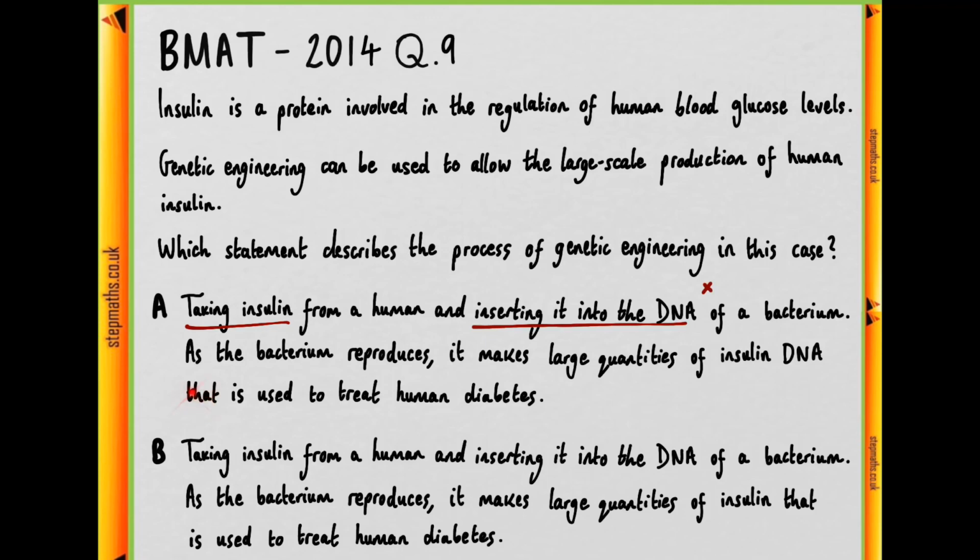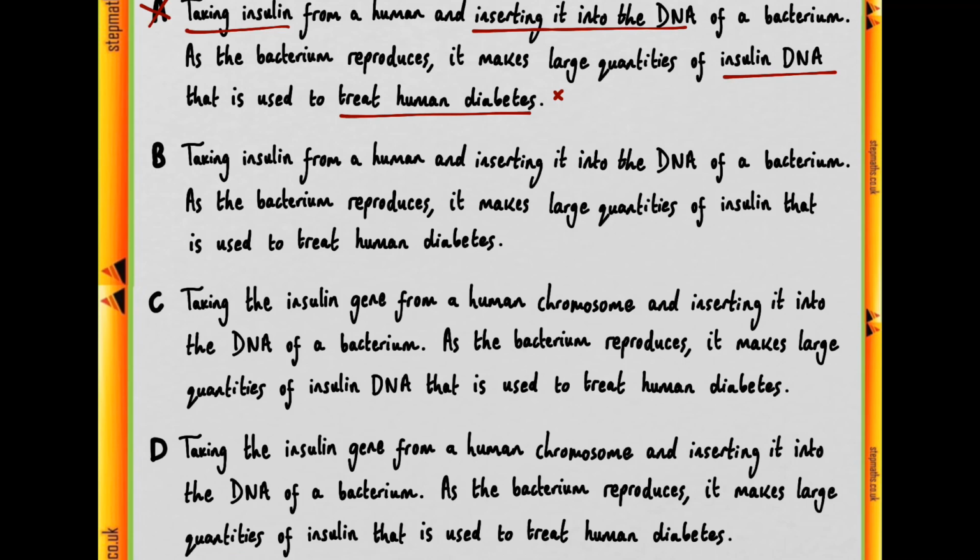Moving on, as the bacterium reproduces, it makes large quantities of insulin DNA that's used to treat diabetes. Well, DNA doesn't treat diabetes, it's the actual insulin itself, the human insulin, which treats the diabetes. So we can say that on these 2 counts, this statement is wrong, and we can keep our eye out in the other statements for similar mistakes.